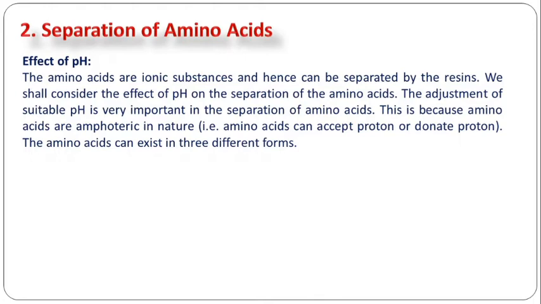This is because amino acids are amphoteric in nature, meaning amino acids can accept a proton because they have a basic functional group, that is the amine functional group. They can donate a proton also because they have an acidic functional group, that is the carboxylic acid. That's why amino acids are amphoteric in nature; they can act as a base and as an acid. So amino acids can exist in three different forms.